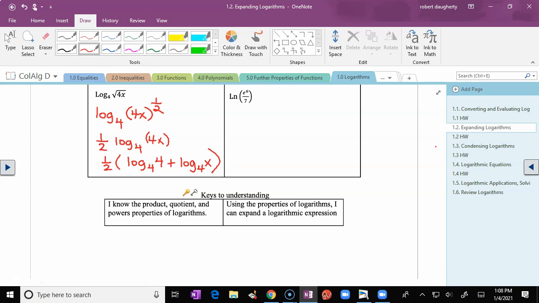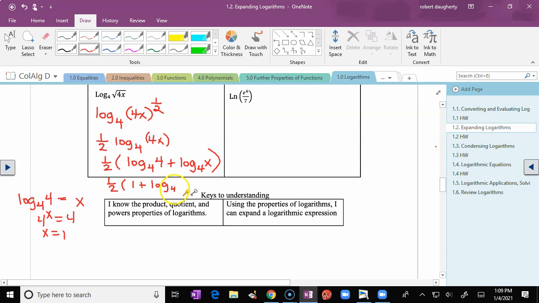I'm probably going to take that as an answer, but if you're thinking about this, log base 4 of 4, what is that? That means that 4 to the x is equal to 4. This is just 1. So this can be written as 1/2 times 1 plus log base 4 of x. Okay, so I'm probably going to take either of those as an answer here.